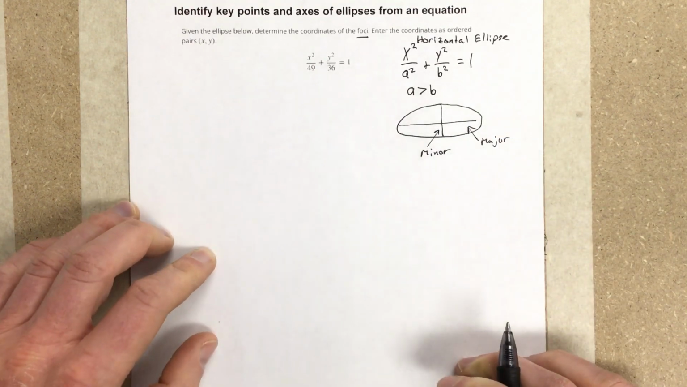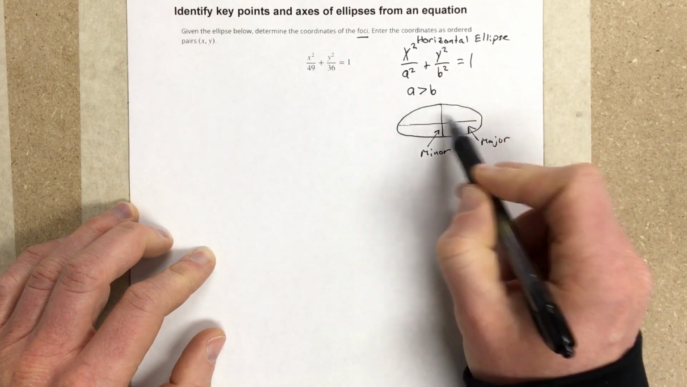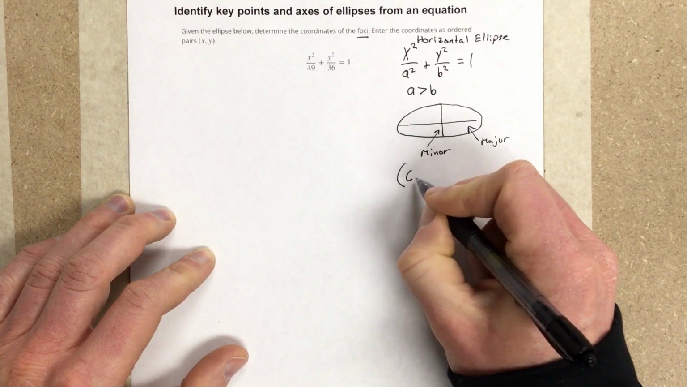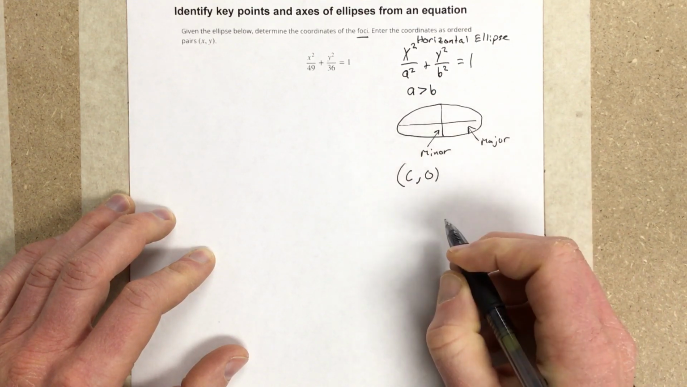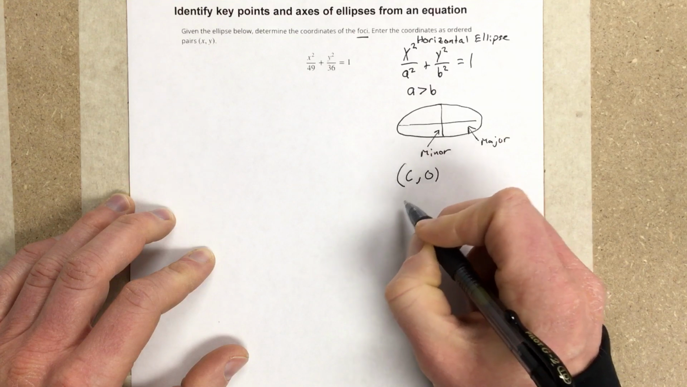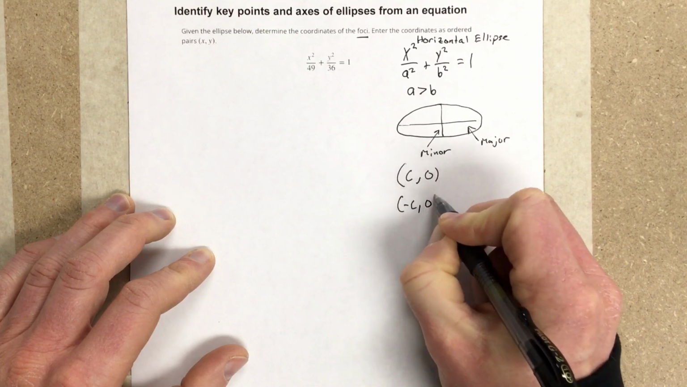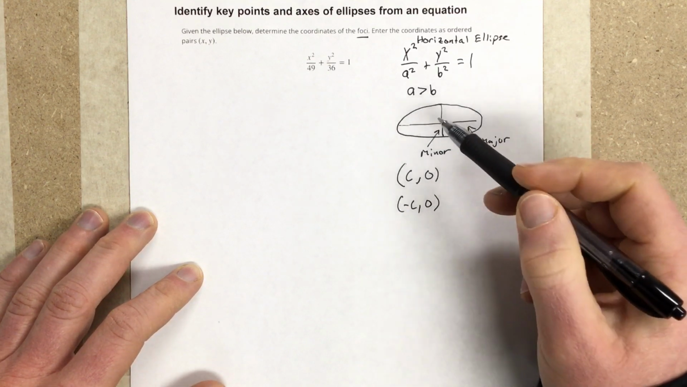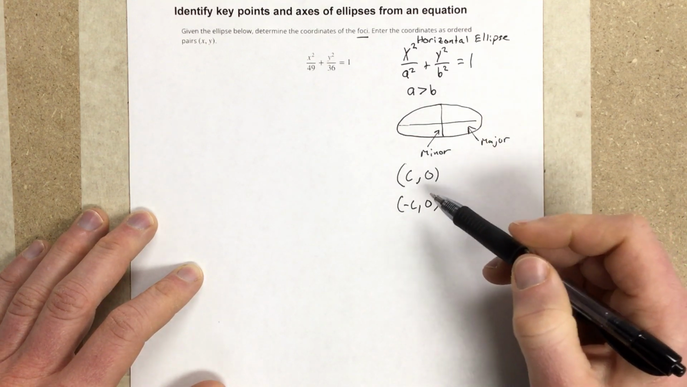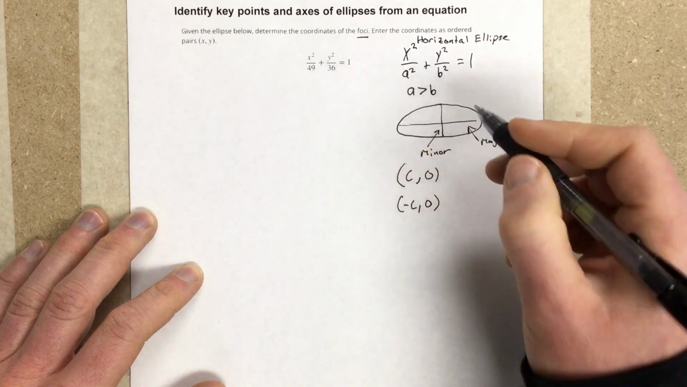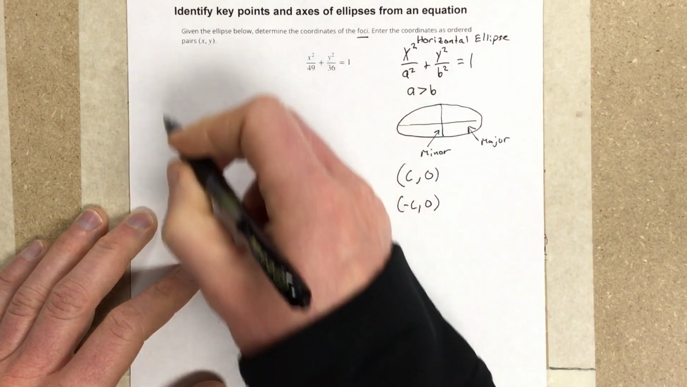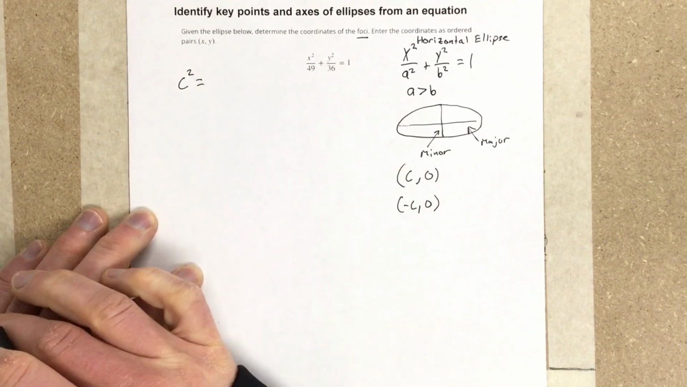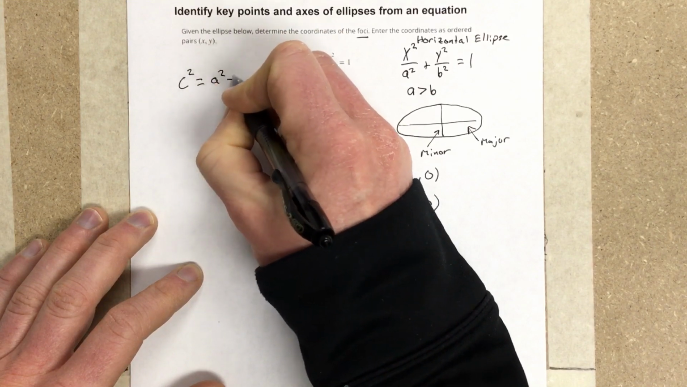Now, to find the foci for a horizontal ellipse, the coordinates are positive c, comma, 0, and negative c, comma, 0. And so to find those foci, we're going to need to find what c is. For an ellipse, it's a little different than a triangle. We have c squared is equal to a squared minus b squared.